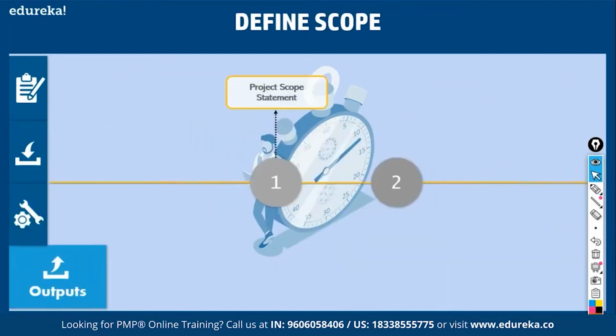Then the output of this process: we come up with a scope statement. The scope statement is an important document, the most important document. What does it tell us? It describes the project and the deliverables. What are deliverables? Any work products are deliverables. For example, when you collect requirements, you come up with requirement documentation. So requirement documentation is a deliverable.